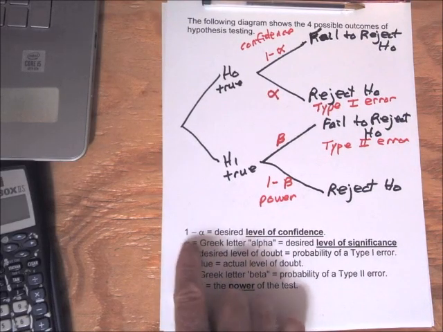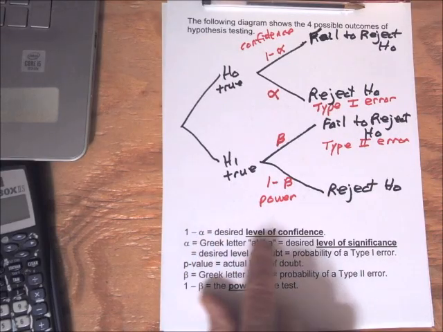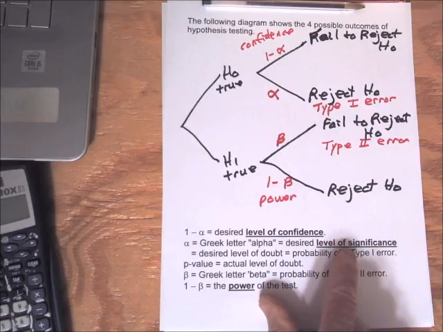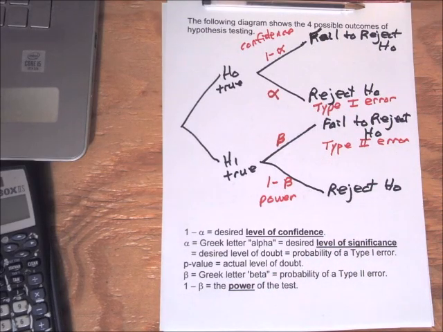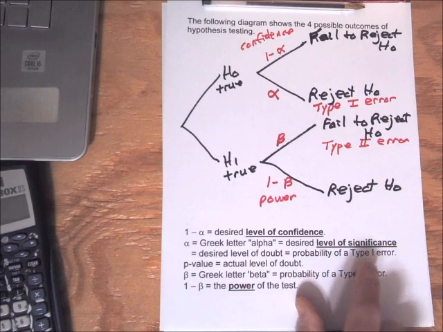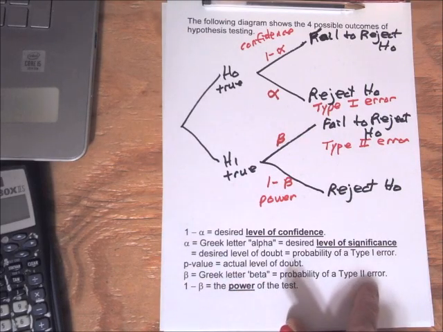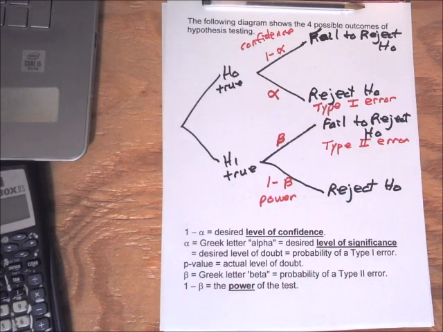And I express the terminology down at the bottom of the page here. 1 minus alpha is our desired level of confidence. Greek letter alpha, desired level of significance. I like to call it the level of doubt. It's the probability of a type 1 error. P-value is actual level of doubt. And more precisely, it's the probability of getting a result this extreme if H naught is true. Beta is probability of a type 2 error. 1 minus beta is the power of the test.